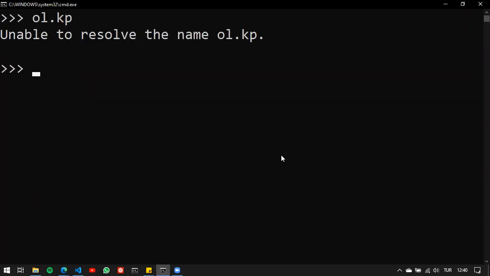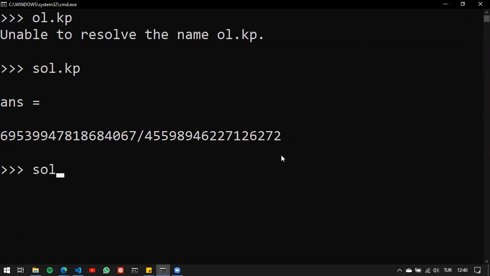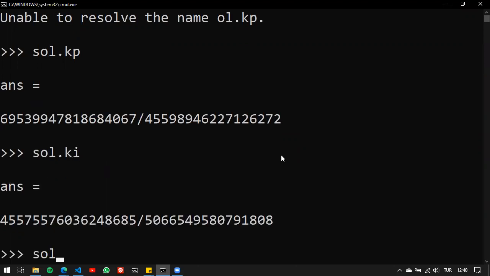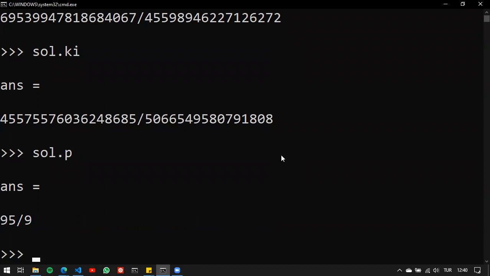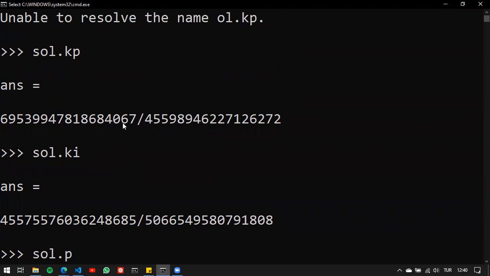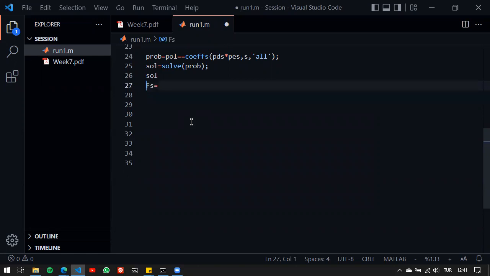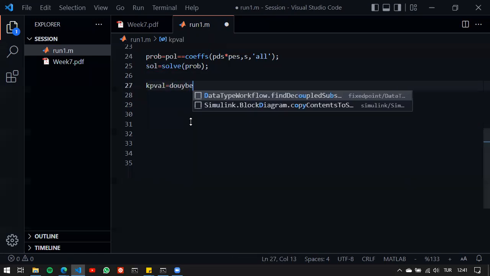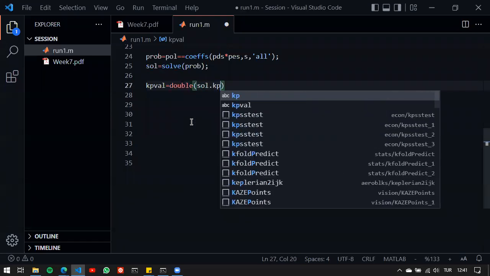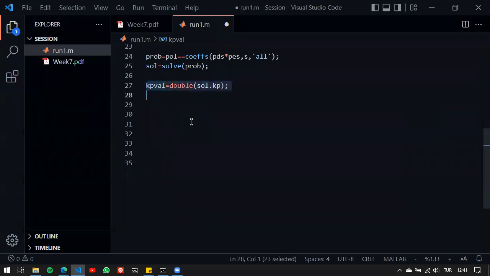So sol.kp is this, sol.ki, and sol.p. There we go. Now we can see that there are positive values, so therefore I can see that P is positive, therefore we have a stable closed loop, and then we have also KP and KI values. So let's define our controller, or let's say KP val is equal to double sol of KP and Ki.